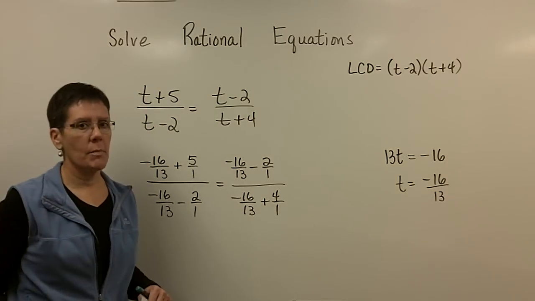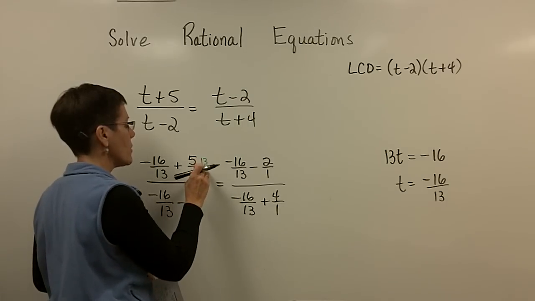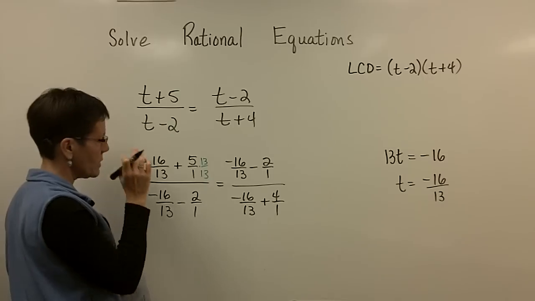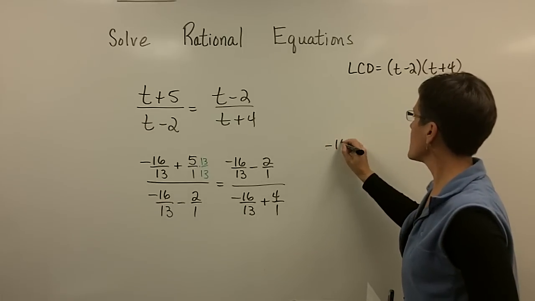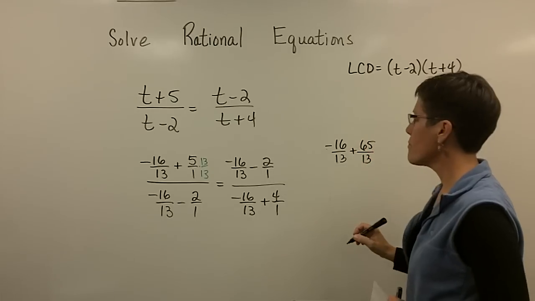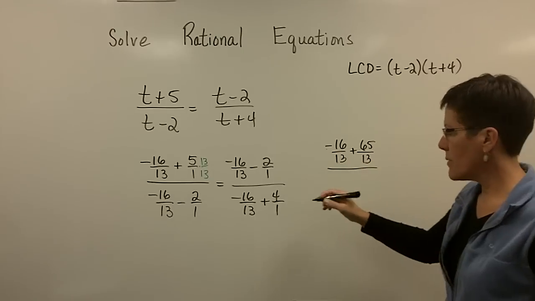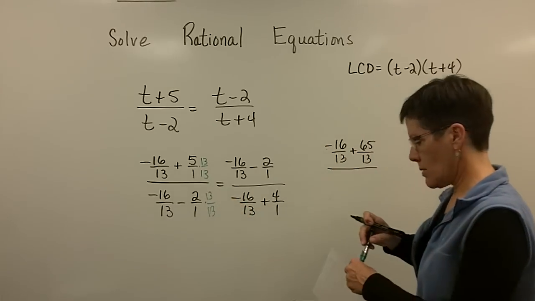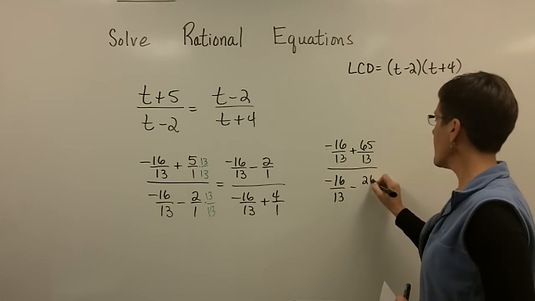So all these got to have common denominators of 13 in order to add or subtract those fractions. So this one's got to be multiplied by 13 over 13. So let's see, 5 times 13, 15, carry the 1, 65. So we've got a negative 16/13 plus 65 over 13. Trying to decide where I'm going to put all this. Let's just do the left side of this, and then multiply this by 13 over 13. So in that denominator we have a negative 16 over 13 minus 26 over 13.